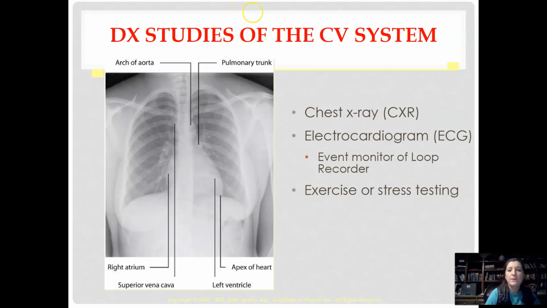And then we might also do exercise or stress testing to see what happens when the heart is under stress. So that could be a treadmill test where they're monitored while walking or running on a treadmill. Or we might do stress testing with, they do some nuclear stress testing where the patient doesn't have to walk on a treadmill. They find other ways to kind of stress the heart a little bit and see what's going on.